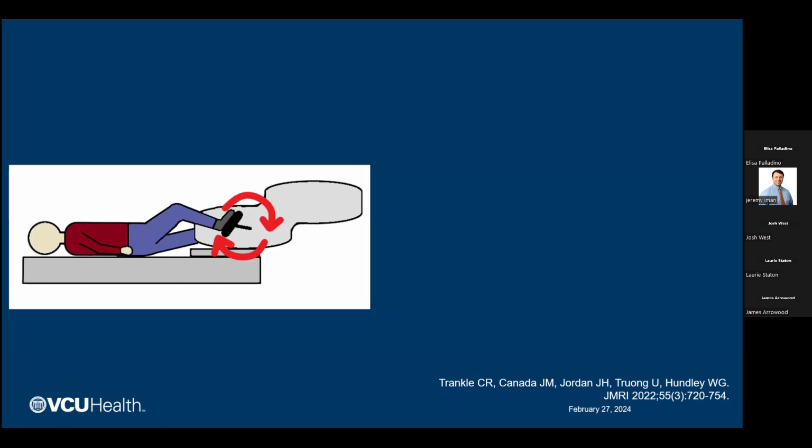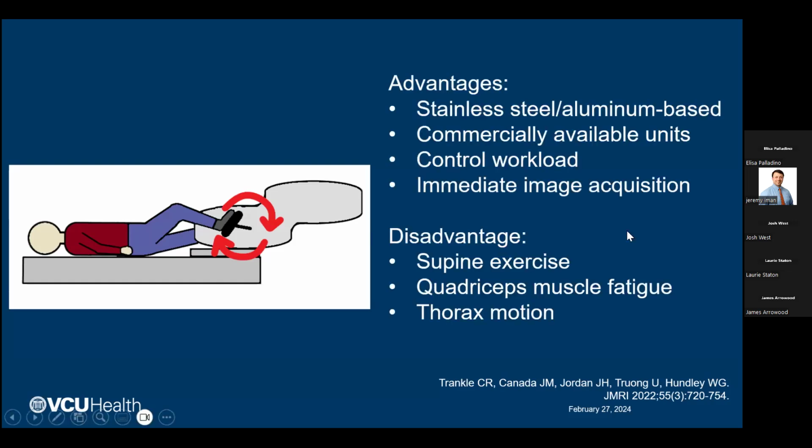There are commercially available units where you can have a bicycle ergometer that attaches to the end of the table, and that's what you're going to see behind me on my virtual background. We have one of those units. The advantage is that they're stainless steel and aluminum based, so you don't have to worry about the ferromagnetic materials interfering with image quality or becoming a projectile into the magnet. They're commercially available. They're expensive, of course.